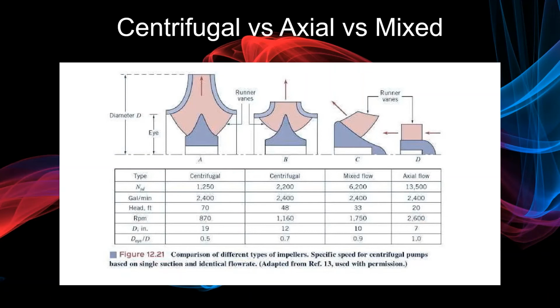When situations call for specific speeds in between these, mixed flow pumps have been developed to run efficiently at this intermediate range between 4,000 and 9,000. Mixed flow pumps, as the name implies, have both axial and centrifugal components in them. This is a chart showing differences in data between centrifugal, mixed, and axial pumps, all having the same flow rate. Looking at the chart, we see that as we transition from centrifugal to mixed to axial, specific speed and RPM increase, but head and impeller diameter decrease.